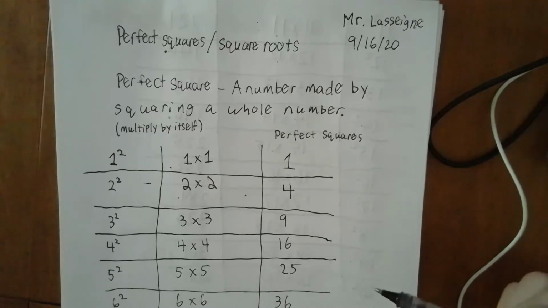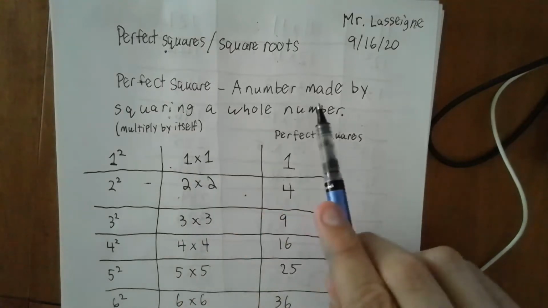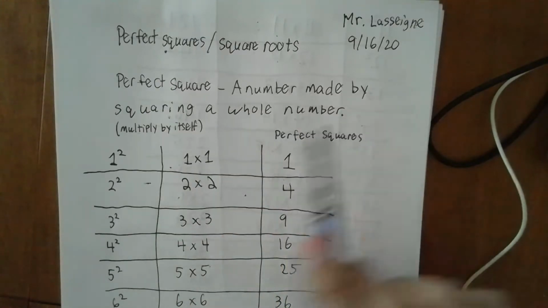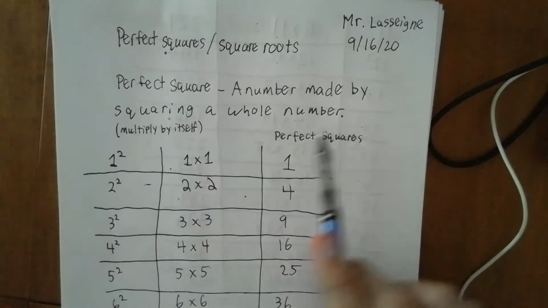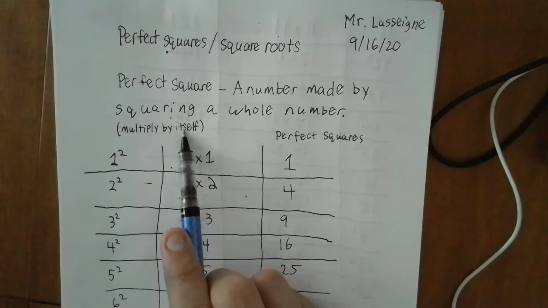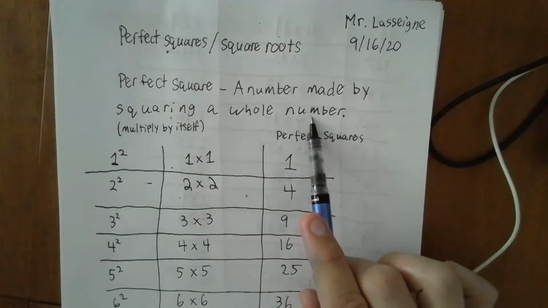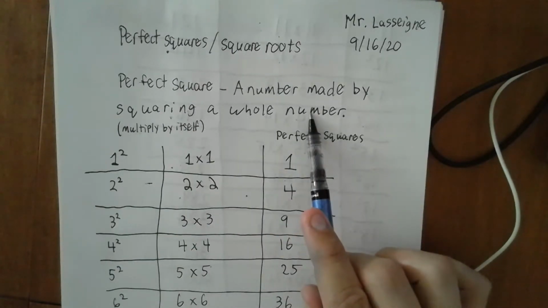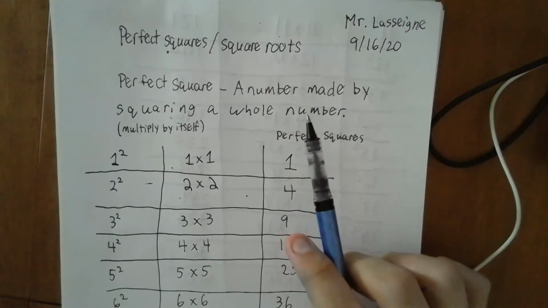What is a perfect square? A perfect square is a number made by squaring a whole number. And that word squaring just means multiplying by itself. And hopefully you know what a whole number is. Whole numbers are those numbers 1, 2, 3, 4, so on and so forth.